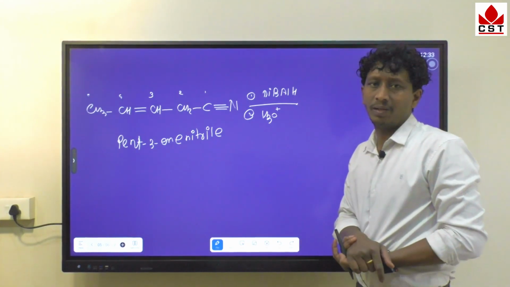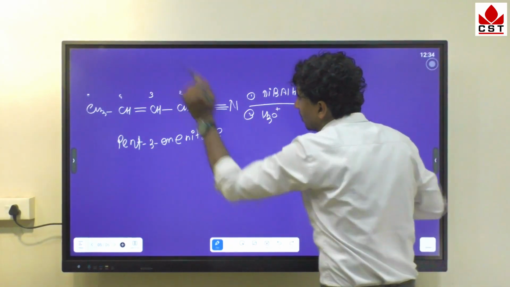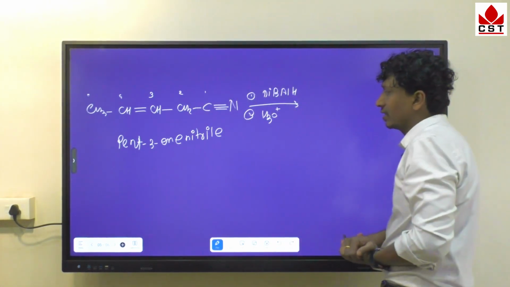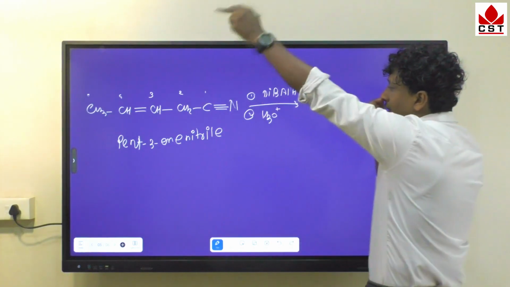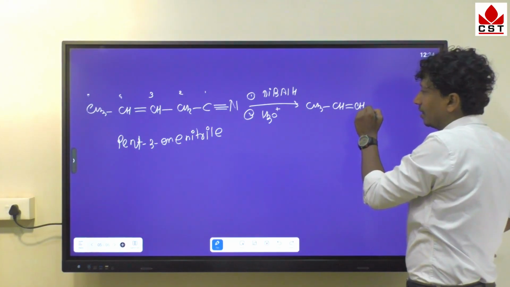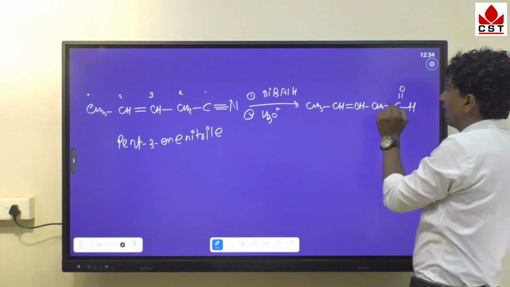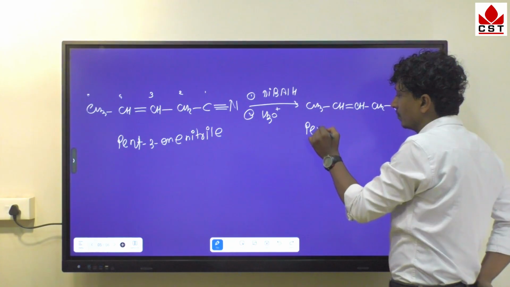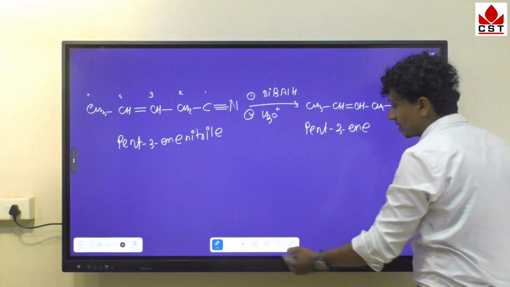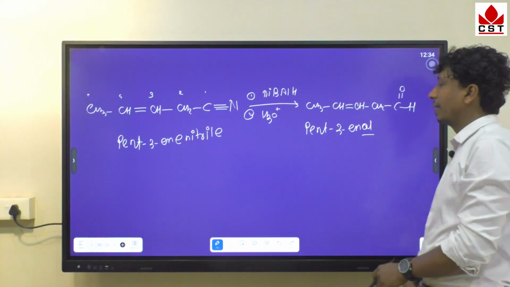Step number 1 is treatment with DIBAL-H, and step number 2 is treatment with H3O plus, which is the acid hydrolysis. There is no need to balance; the C triple bond N is directly treated with DIBAL-H and H3O plus to form an aldehyde, and such an aldehyde is CH3 CH double bond CH CH2 C double bond O H. A 1, 2, 3, 4, 5 carbon chain, it is a pent-3-ene, and replacing the E of ENE by AL, the compound is called pent-3-enal.